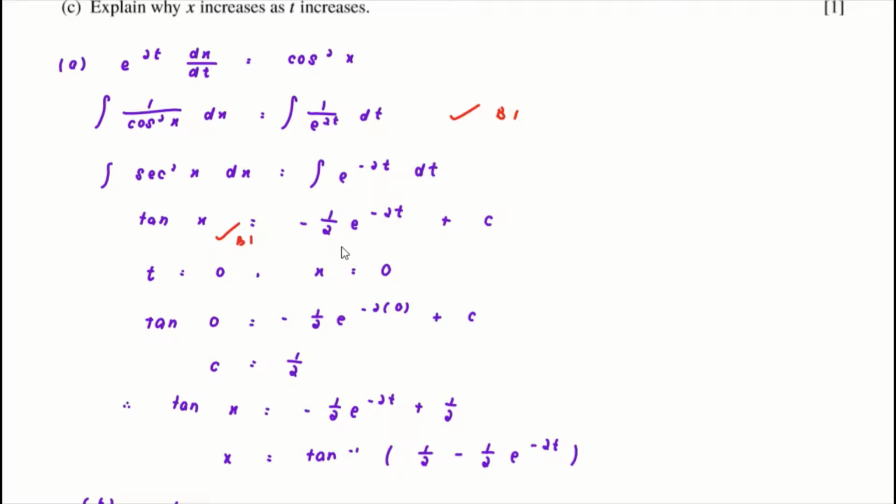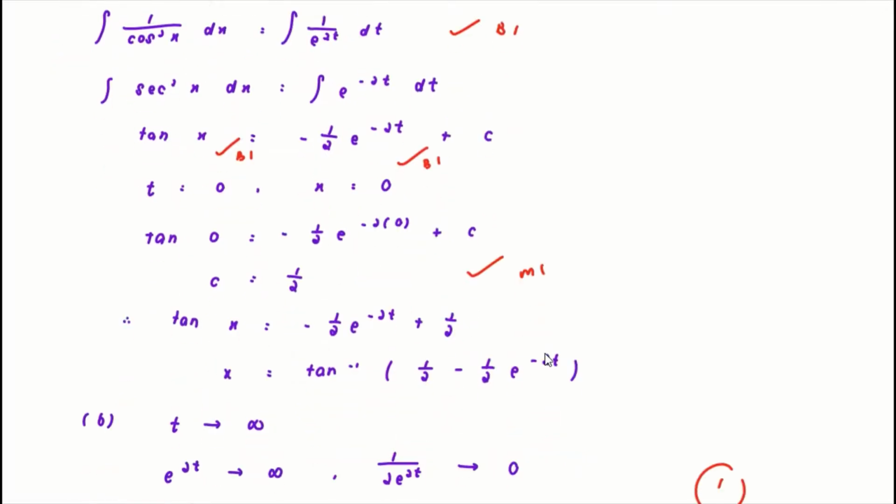So you know how to integrate the exponential, then you get another B1. By substituting x equals 0, t equals 0, you are able to get your constant, then you'll be able to get your M1. After you find it, you substitute it back into the equation itself. By getting this, you'll be able to get A1. Arranging it in the form of x equals to something, you get the other A1.